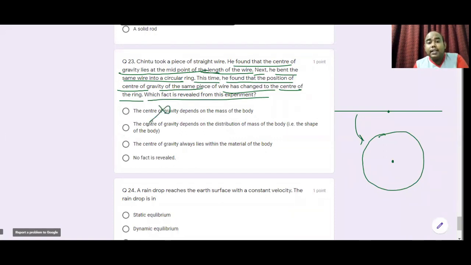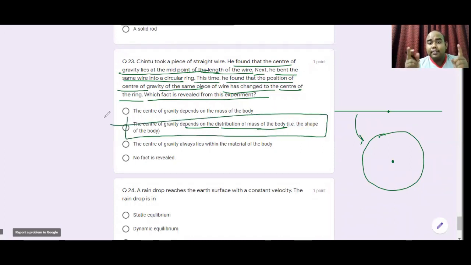लेकिन सेकेंड पॉइंट क्या बोलता है? Center of gravity depends on distribution of mass. Yes, मैंने मास चेंज नहीं किया लेकिन डिस्ट्रीब्यूशन ऑफ मास चेंज कर दिया. मास किस तरह से डिस्ट्रीब्यूटेड था? पहले एक स्ट्रेट वायर में वो डिस्ट्रीब्यूटेड था. अभी मैंने उसको मोड़कर एक सर्कुलर वायर बना दिया, तो मास का डिस्ट्रीब्यूशन चेंज हो गया. That means the shape of the body has changed. And as soon as the shape of the body changed, meaning the distribution of mass changed, the position of center of gravity also changed. And hence this is the fact which is revealed from this experiment, that the center of gravity depends on the distribution of mass of the body, that is the shape of the body.